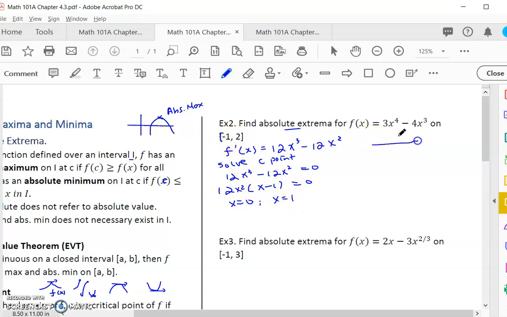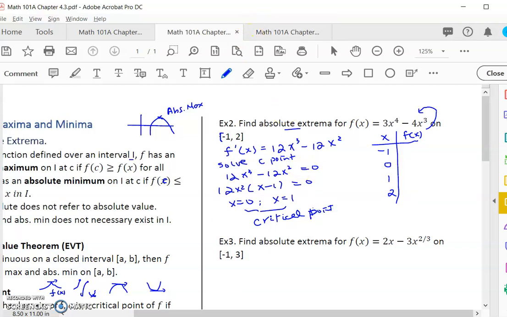So we'll build a table. X is the lowest, negative 1, and then 0, 1, 2. And then f of x would be our 3x to the fourth minus 4x cubed. Remember, it is really f of x, not f prime. F prime is to find the critical points. These are critical points that could be the maximum or minimum, but not necessarily. Some other books call them critical numbers.